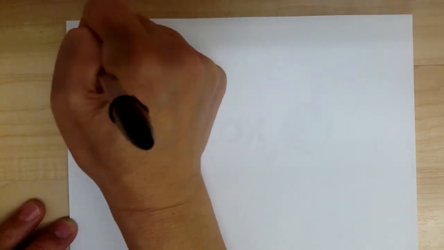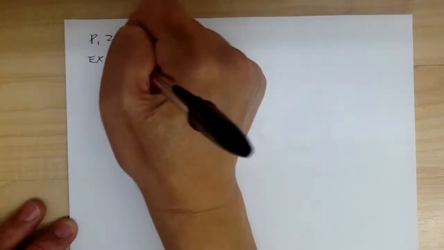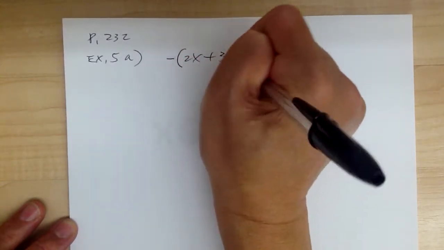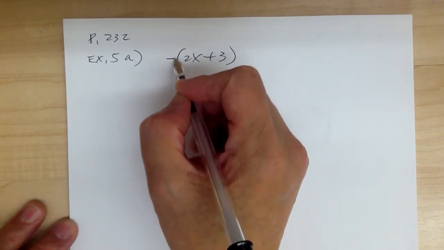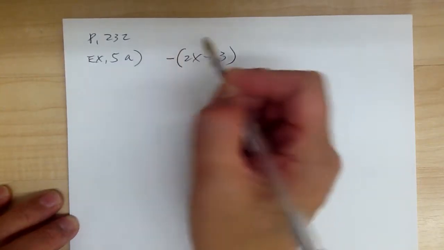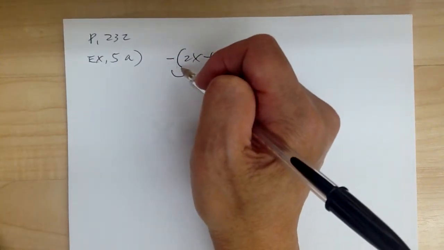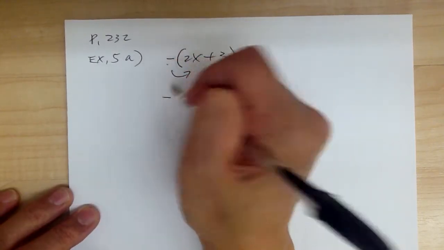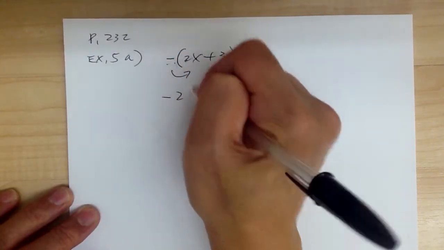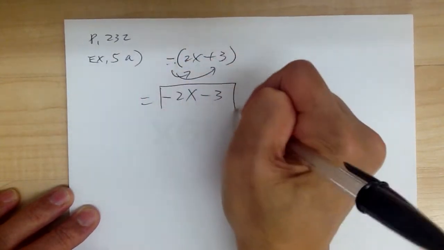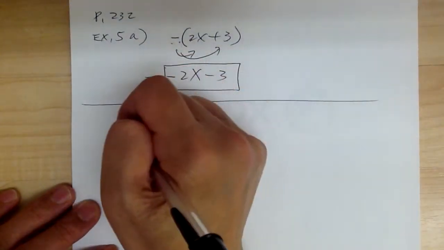Okay, let's go to example 5. Example 5a, you have negative times parentheses of 2x plus 3. Remember what I said, right? When you don't see any number it means it's 1. So this is negative 1. So you got negative 1 times 2x. So again, follow the steps, right? Negative times positive is negative, 1 times 2 is 2, and x is just x, right? And you distribute, negative 1 times 3 is negative 3. Okay, and that's it.